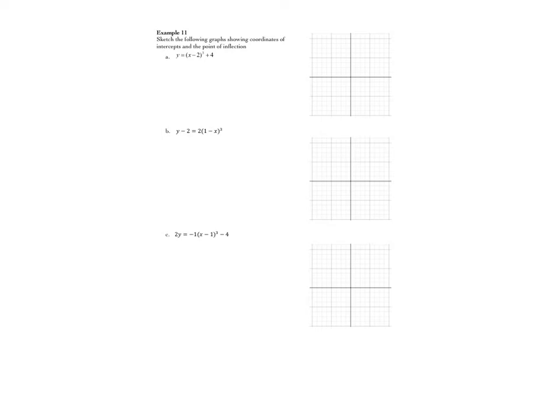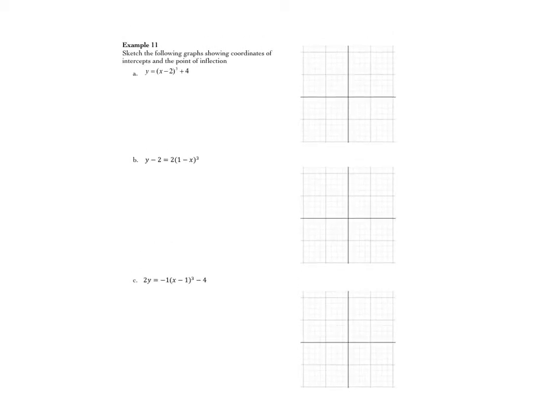Let's look at a few graphs. Sketch the following graphs, stating the points, what do we have to state? Showing coordinates of intercepts and the point of inflection. So first thing we know, even if you have to, you do just a little quick sketch of that, that's my basic shape there. Now what's happening to it? Well, it's shifted across 2 units and it's shifted up 4 units.